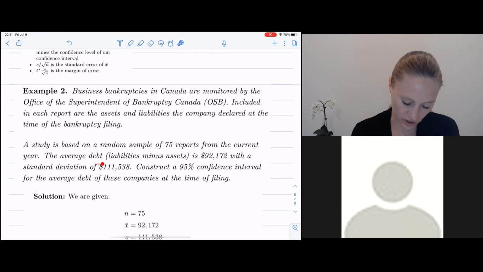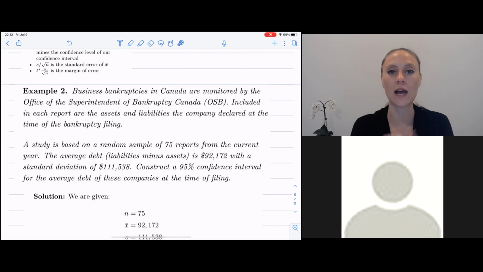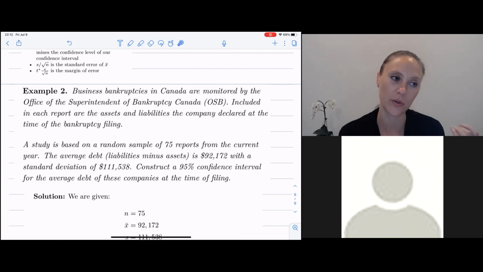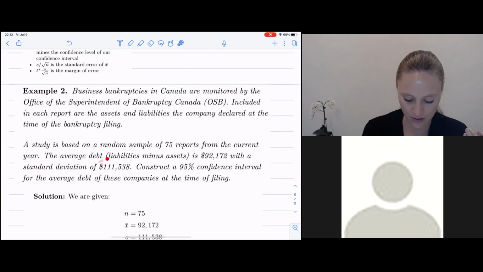The average debt, which is defined as the liabilities minus the assets, is $92,172, with a huge standard deviation of $111,538. Here, although it's not explicit, it is understood that both the mean and the standard deviation came from this sample of 75 reports. That's why this is a one sample mean, sigma unknown problem: the standard deviation came from the sample.